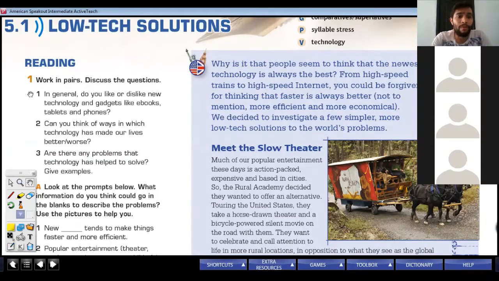So here it is, question number 1. It says, in general, do you like or dislike new technology and gadgets like ebooks, tablets, and phones? So what do you think about this? Do you like or don't you like ebooks, tablets, and phones? What is your opinion about this first question that I have for you right here? What's your opinion, guys? Do you like technology?